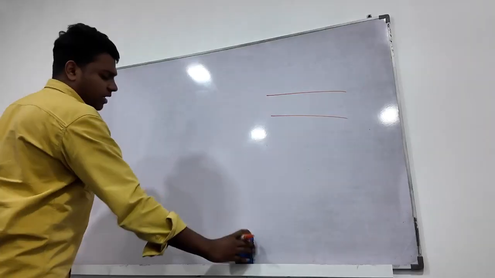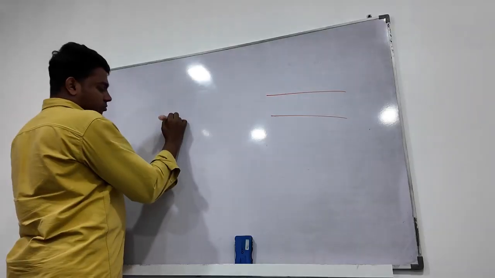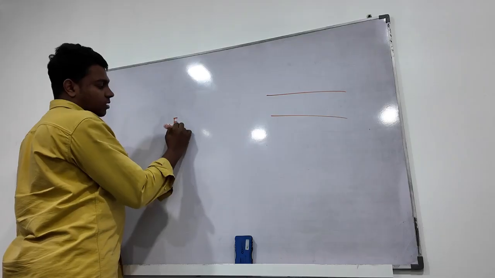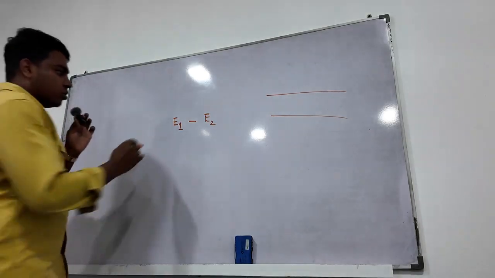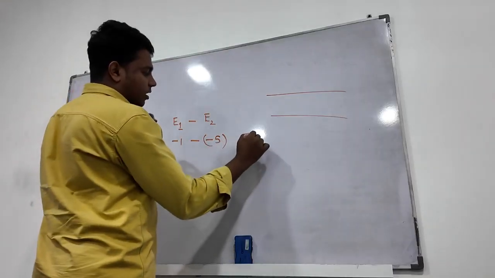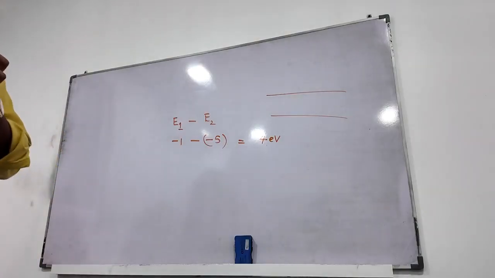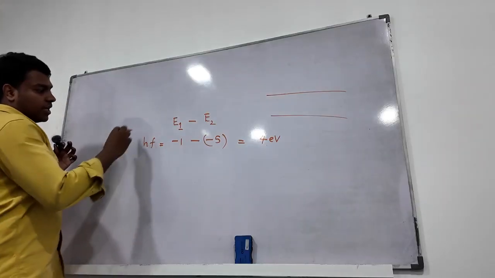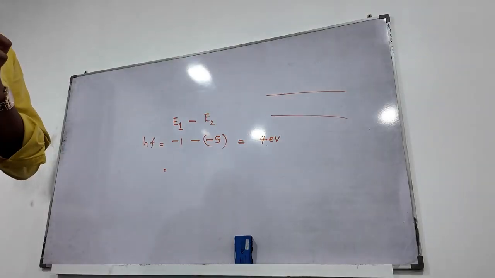When an electron jumps from n equals 4 to n equals 1, we have to take the difference, E1 minus E2. So basically -1 minus -5. What will it be? 4 electron volts. Is it clear? How do we calculate this energy in electron volts? We take it as HF. We know that H is a constant.